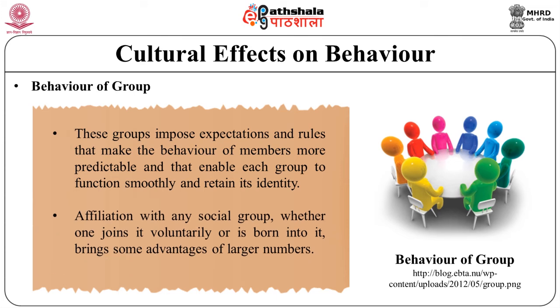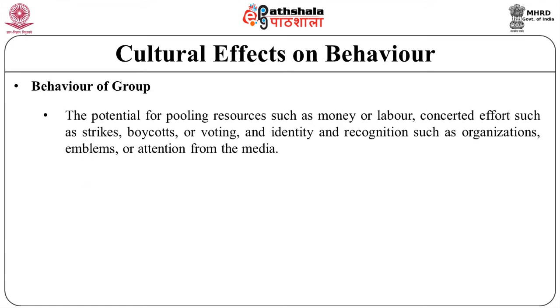The rules may be informal and conveyed by examples, such as how to behave at a social gathering, or they may be written rules that are strictly enforced. Formal groups often signal the kind of behavior they favor by means of rewards and punishments. Affiliation with any social group, whether one joins it voluntarily or is born into it, brings some advantages: larger numbers, the potential for pooling resources such as money or labor, concerted effort such as strikes, boycotts, or voting, and identity and recognition, such as an organization, emblem, or attention from the media.